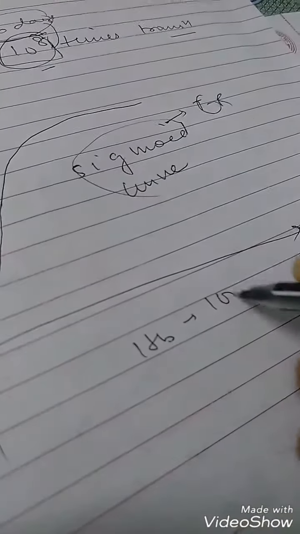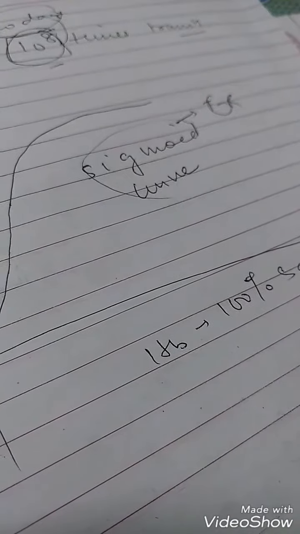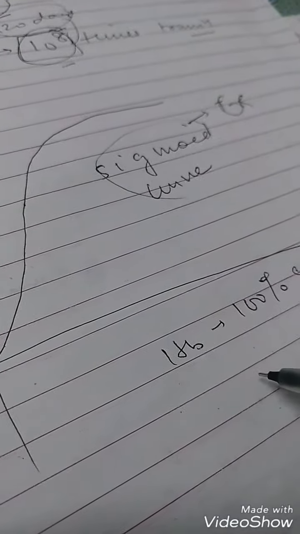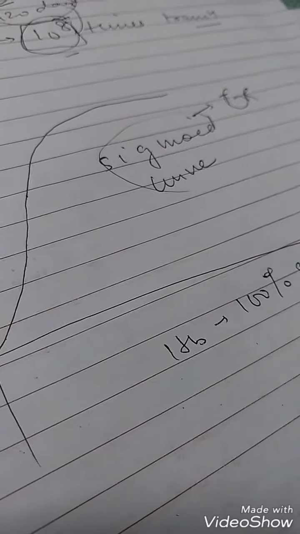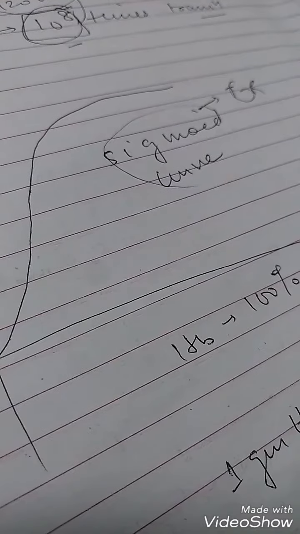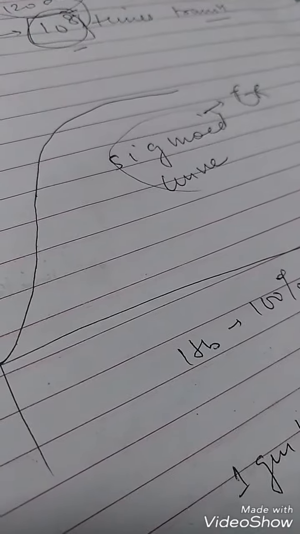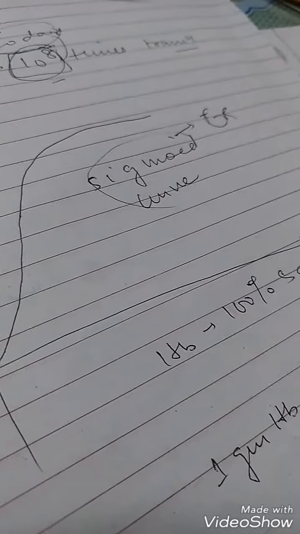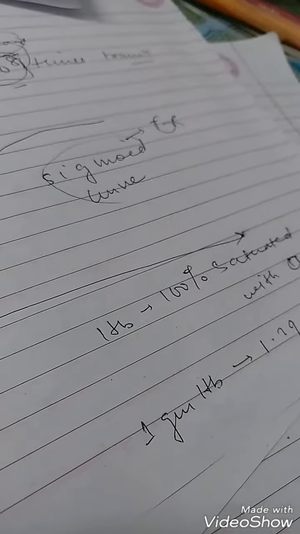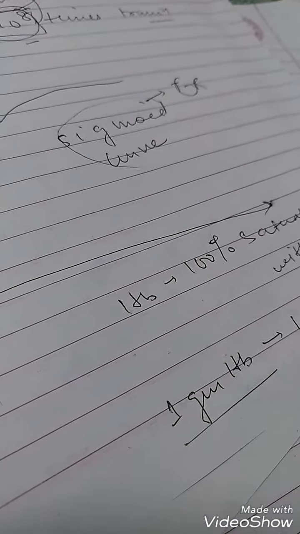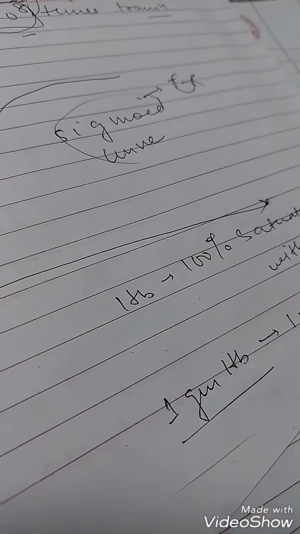In ideal conditions, say when hemoglobin is 100% saturated with oxygen, in that condition 1 gram of hemoglobin generally carries 1.39 ml of oxygen. I am talking about the ideal condition when hemoglobin is 100% saturated with O2. There is no binding of hemoglobin with other things. Then 1 gram of hemoglobin carries 1.39 ml of O2.